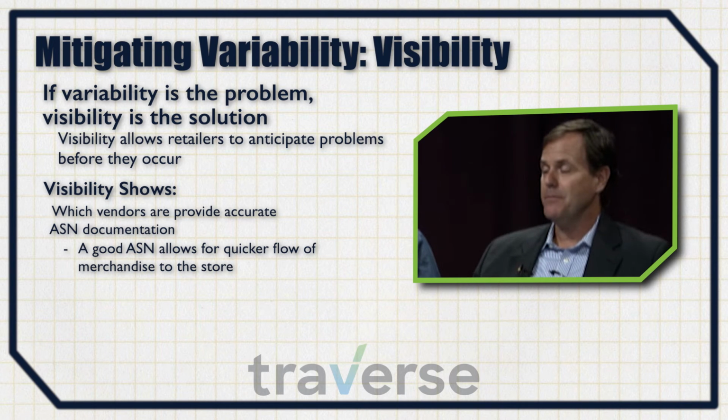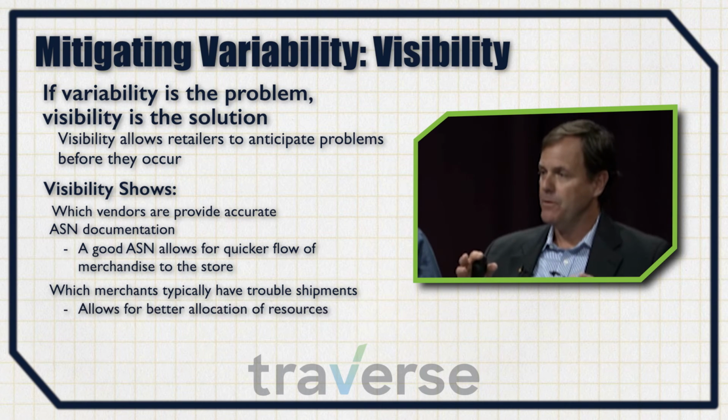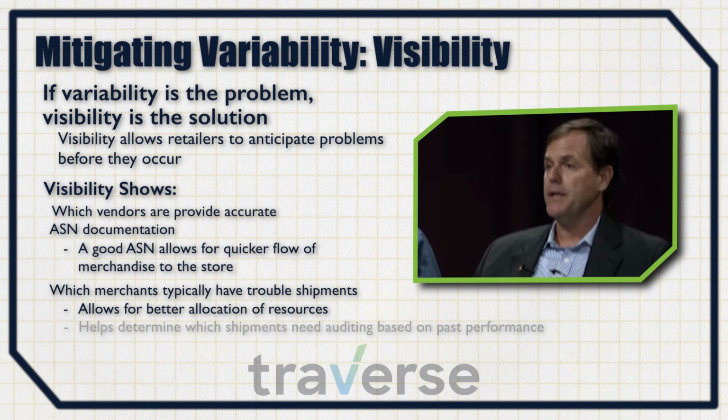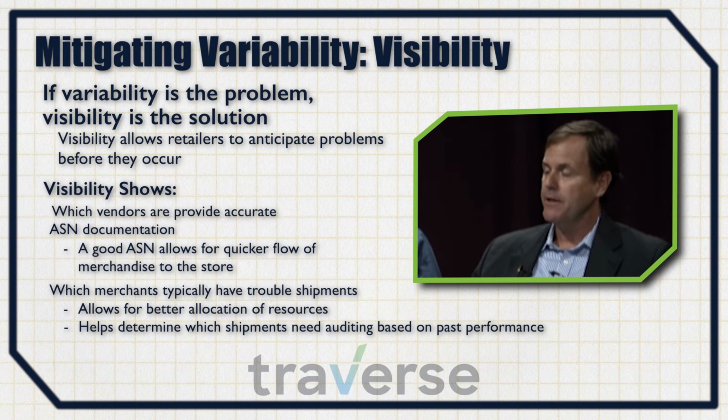It could be something as simple as what merchant do I typically have trouble shipments with? Where do I need to focus my time and resources? From an audit perspective, it could mean which shipments should I be auditing, which shipments should I let flow based upon past history? Who's going to perform at a higher level, who isn't? All resources are constrained, so we need to focus those on what allows us to flow merchandise and achieve that velocity which we're ultimately after.